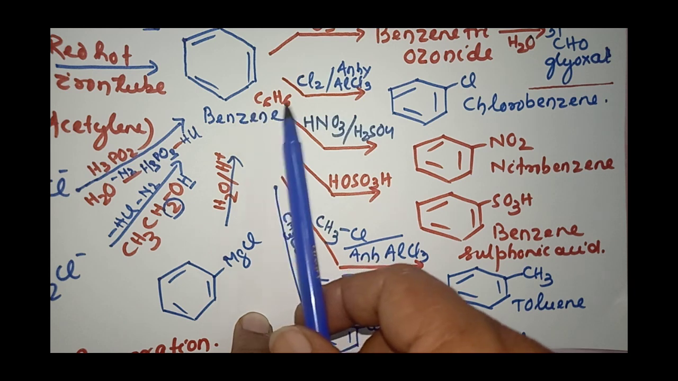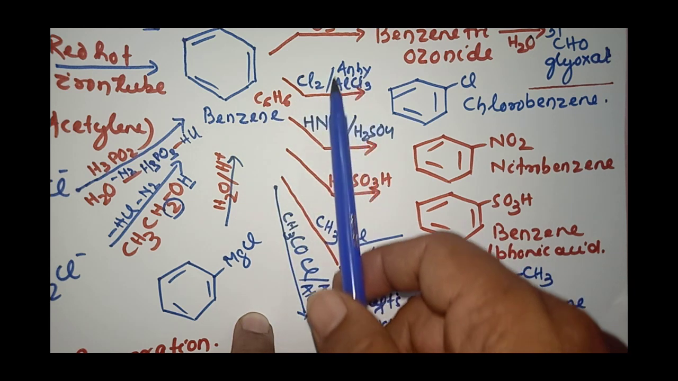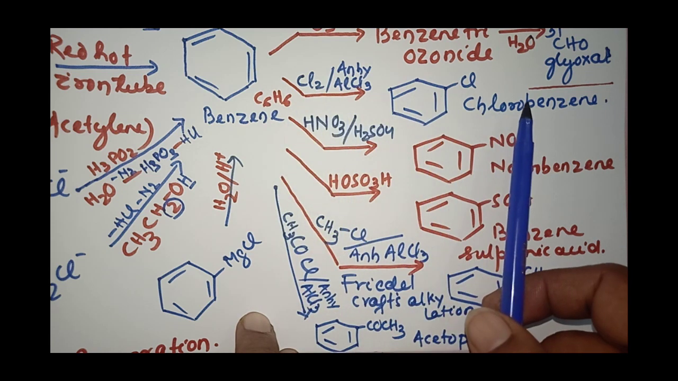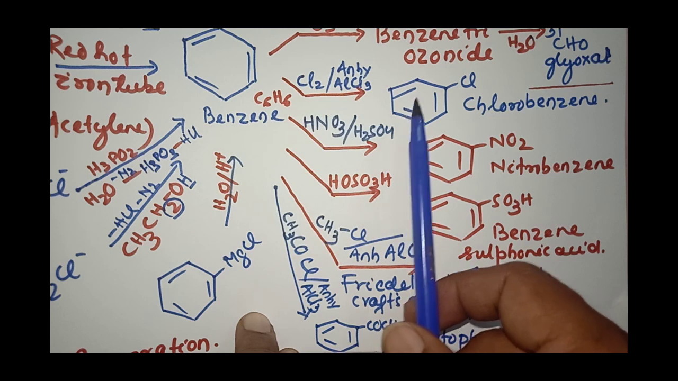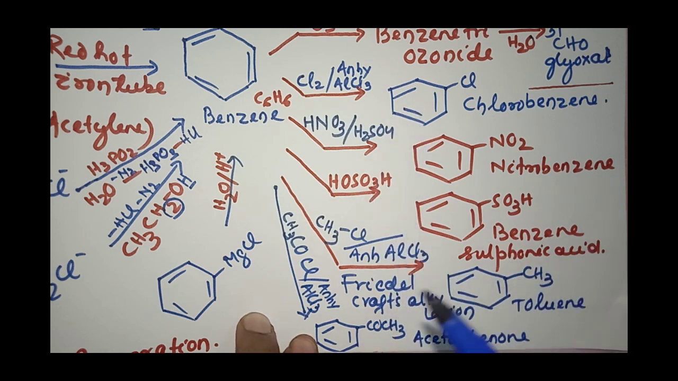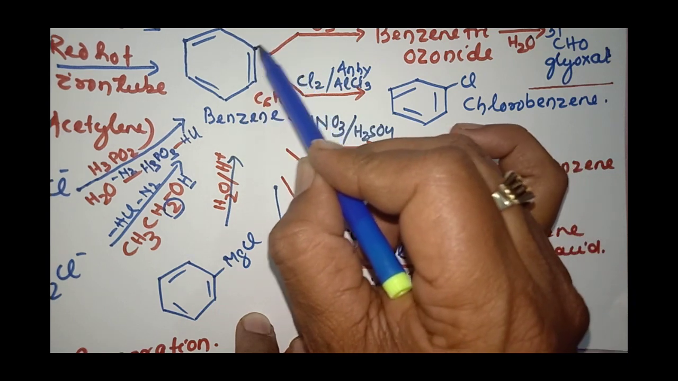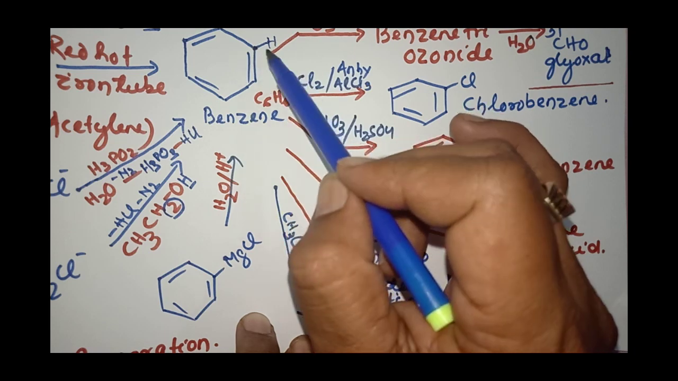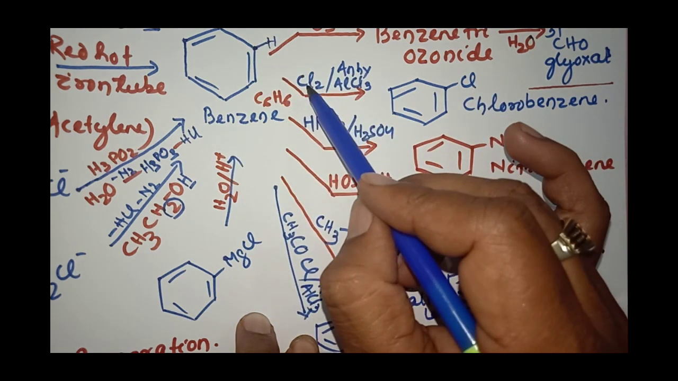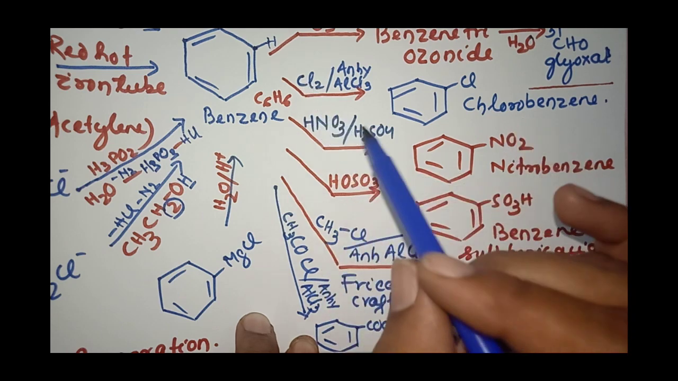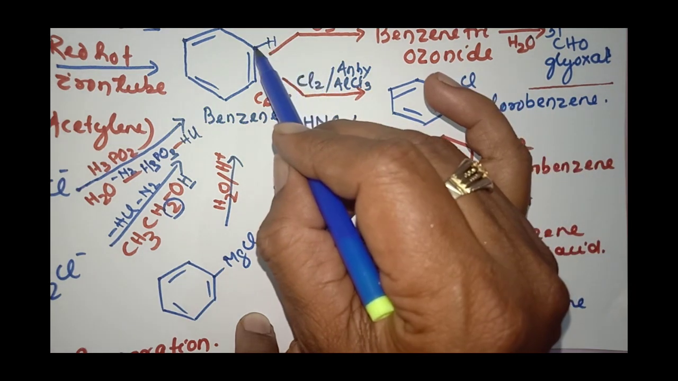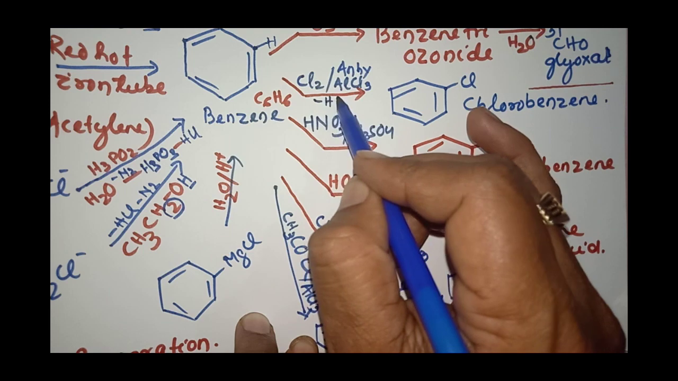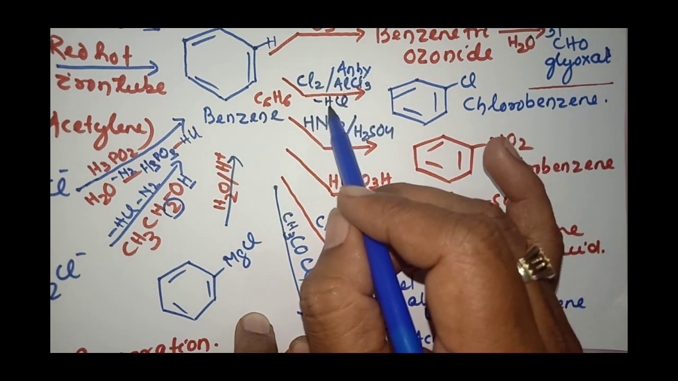When benzene is treated with chlorine in anhydrous AlCl3, which is a halogen carrier, benzene is converted to chlorobenzene. This is an electrophilic substitution reaction. You see, here there is one H atom. Each corner has one carbon and one hydrogen atom. This H is removed by this chlorine, and one chlorine atom will be connected to this carbon. So chlorobenzene is produced, and minus HCl is written over here as HCl is removed.